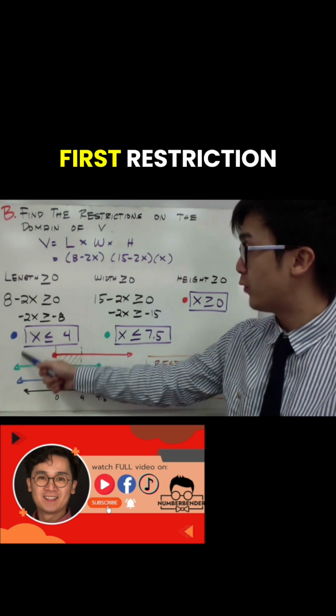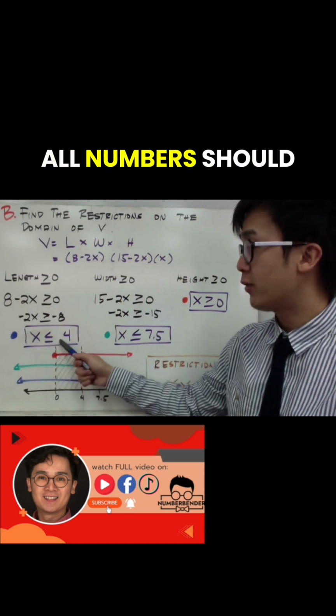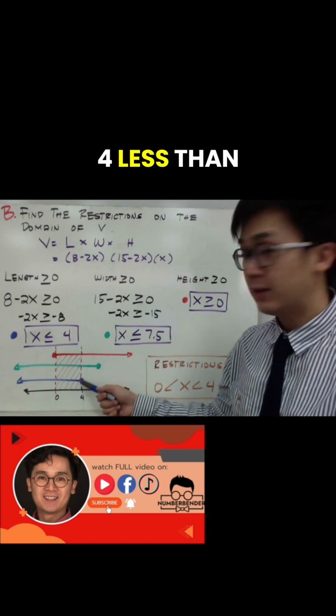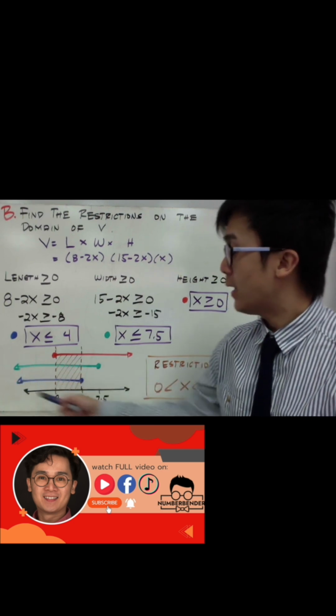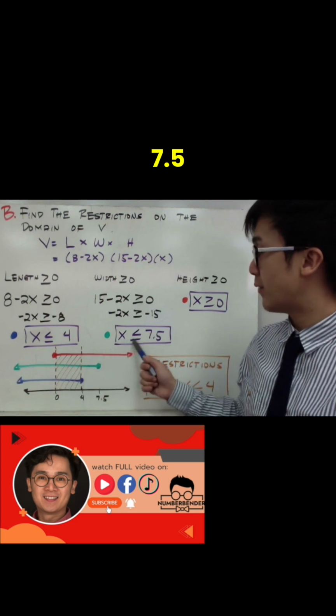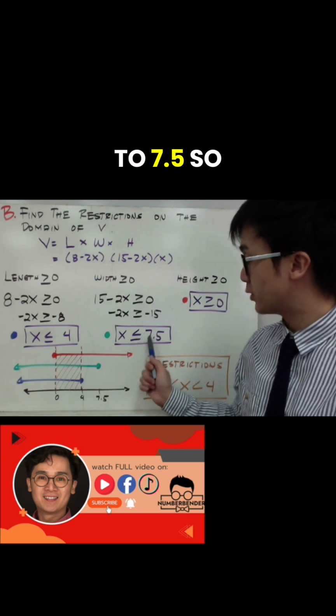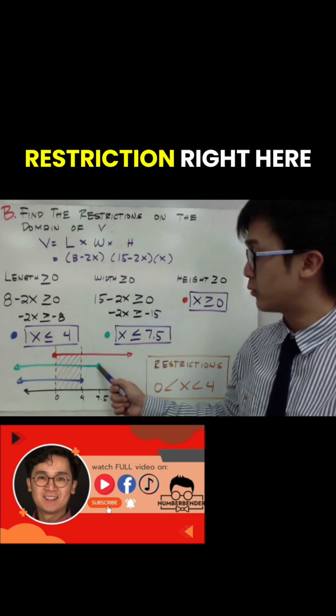So for the first restriction for the length, all numbers should be less than or equal to 4. So this is 4, less than or equal to 4. For the second one, which is 7.5 for x, also less than or equal to 7.5. So we'll have this restriction right here.